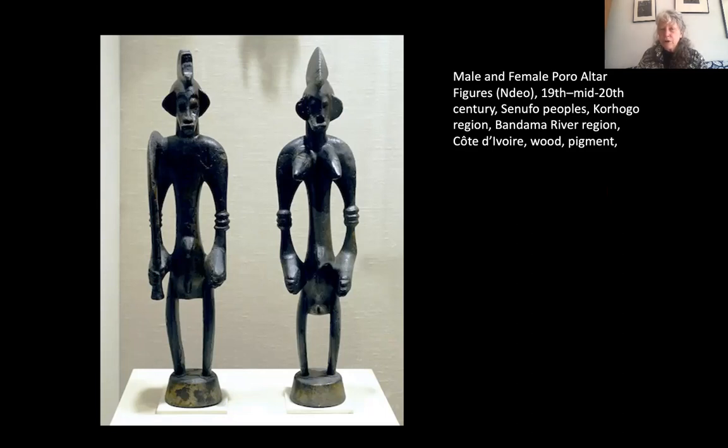So this one's from Côte d'Ivoire, which is on the west coast of Africa, and it's a male and female couple. So this is the male and this is the female person. And again, it's very abstract. It's not representational, but according to what I read about it, it's about women as founders of matrilineal lineages, which is an important thing in a lot of African cultures.